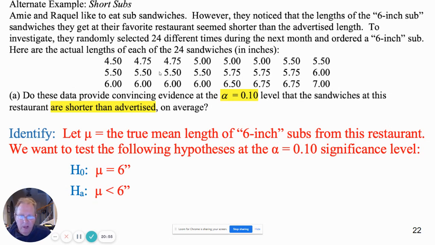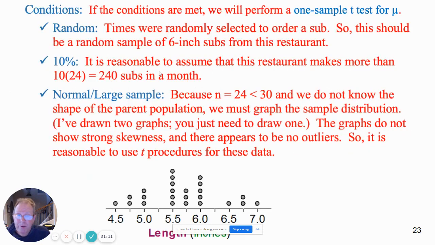We want to test the following hypothesis at alpha equals 0.1. The null is that they are equal. The alternative is that the true mean is less than 6. So my hypothesized value is 6 in this problem. So next thing we do is we check our conditions. In the first line of that, I want you to name the procedure. The name of this procedure is called a one-sample t-test for mu. If the conditions are met, we will perform a one-sample t-test for mu.